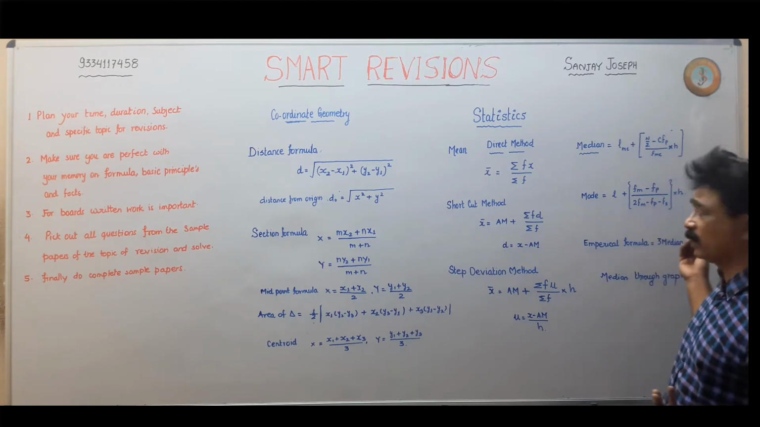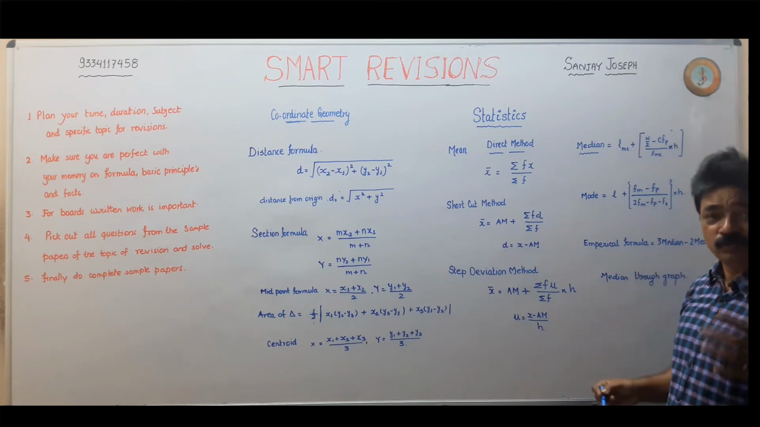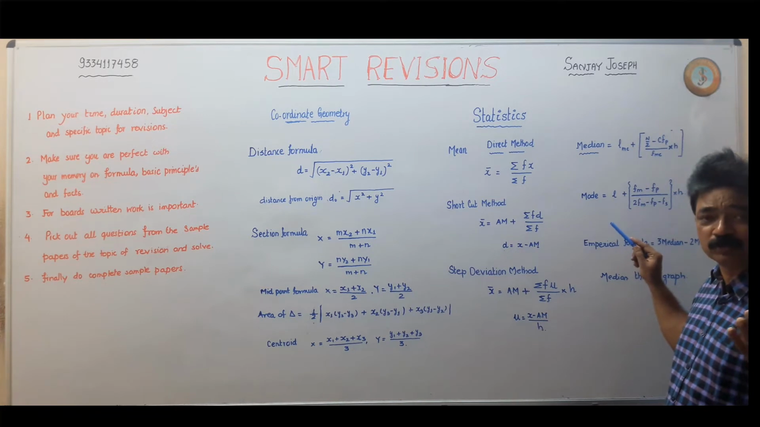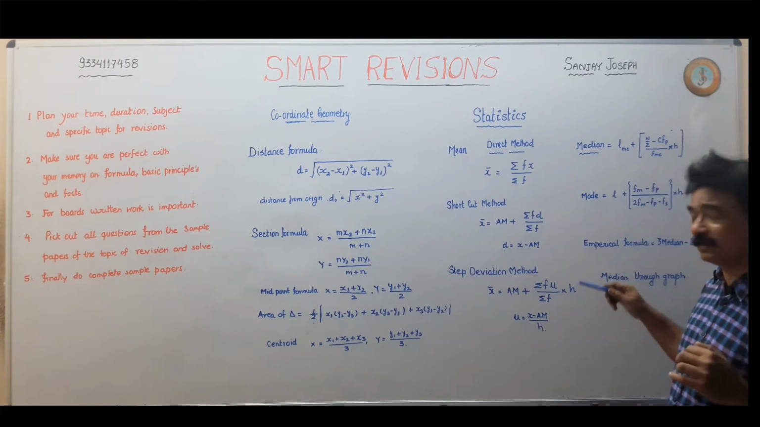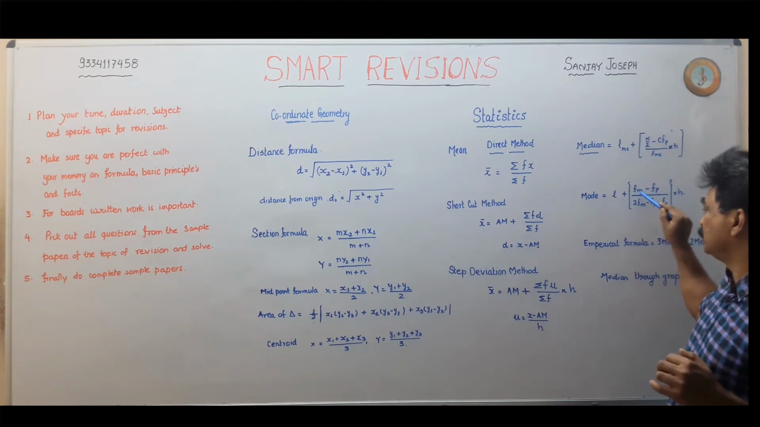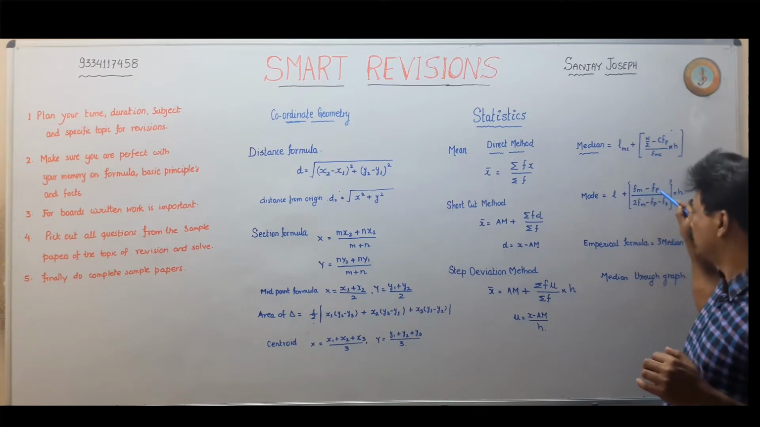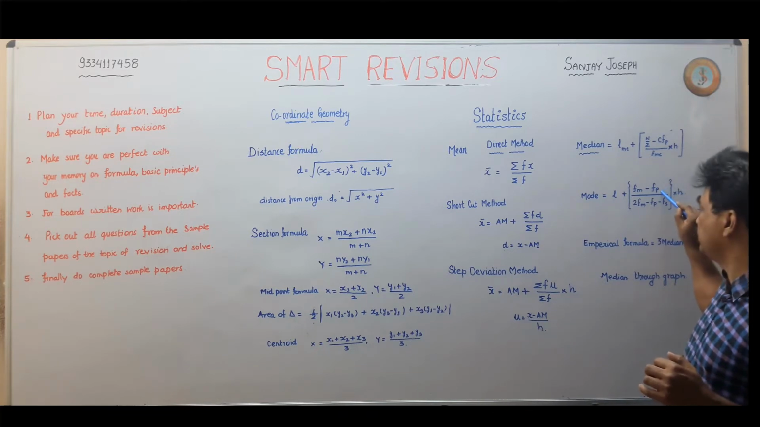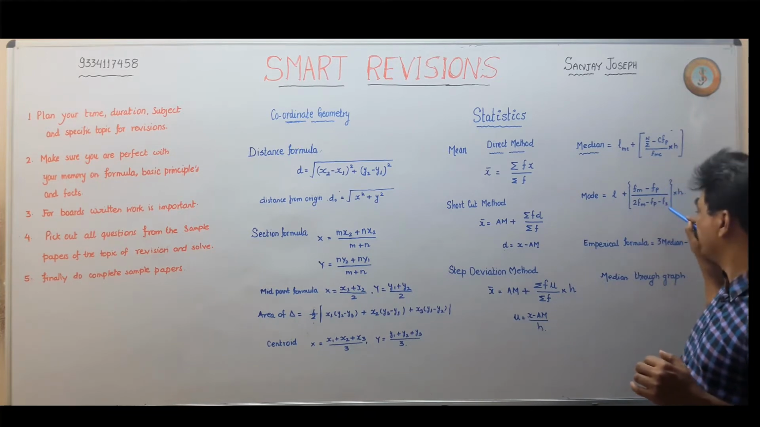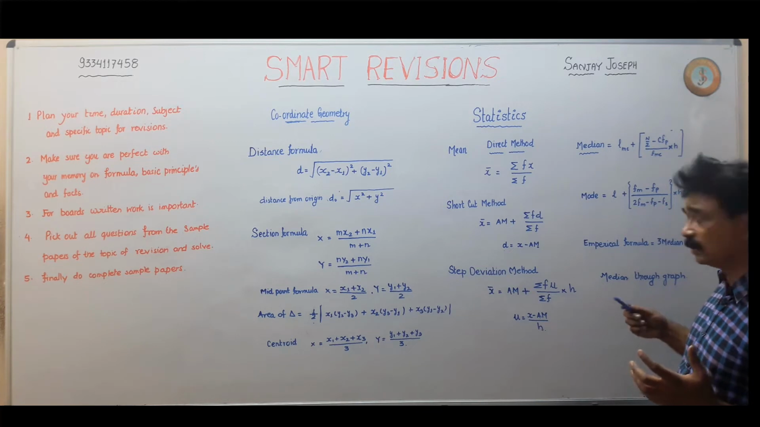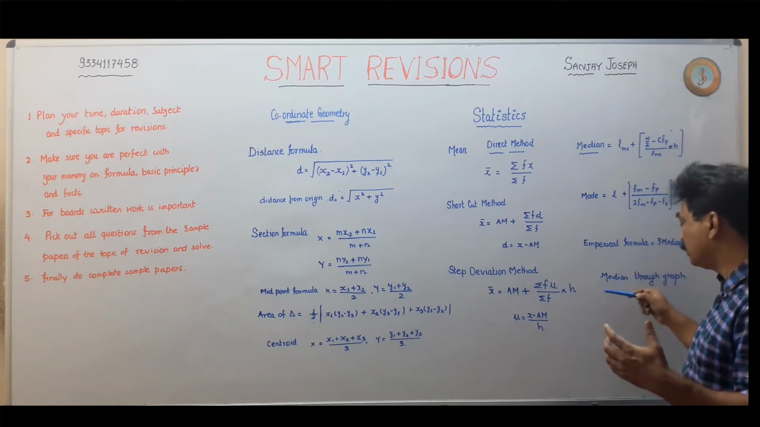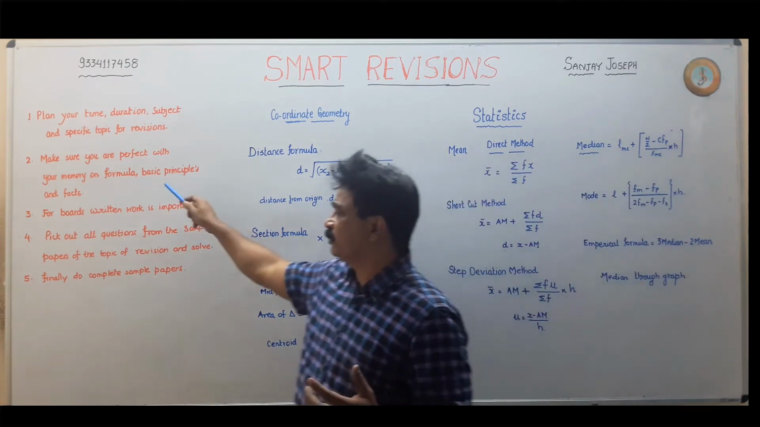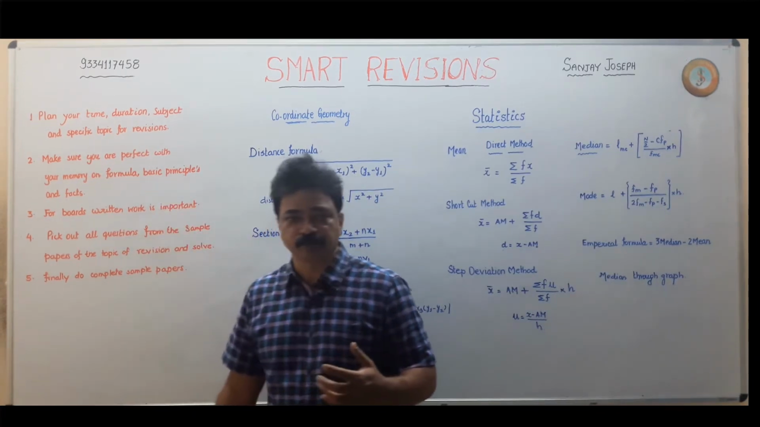And like mode, what I have done, you can see when you are using the digital part and YouTube videos, you can maximize that and see what I have written over here. Frequency of the modal class minus frequency of the class preceding the modal class. P means the class preceding the modal class, and S means the class succeeding the modal class. So on, then the empirical formula, then median through the graph. After that, it means you're perfect with the basic principles and facts.